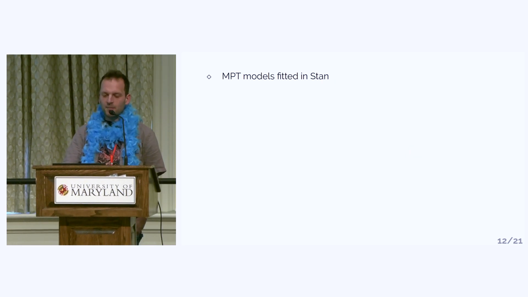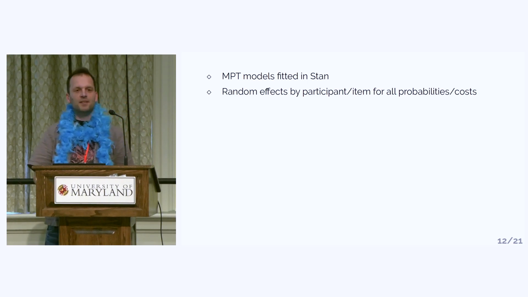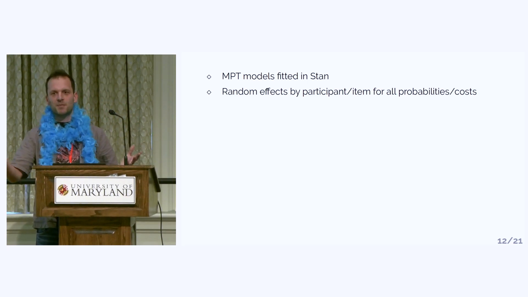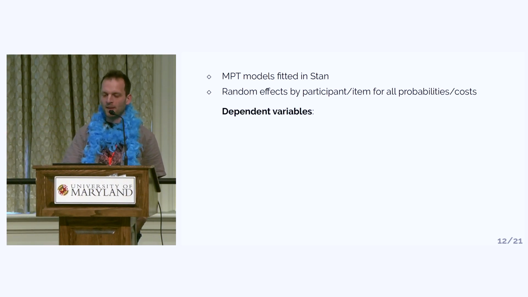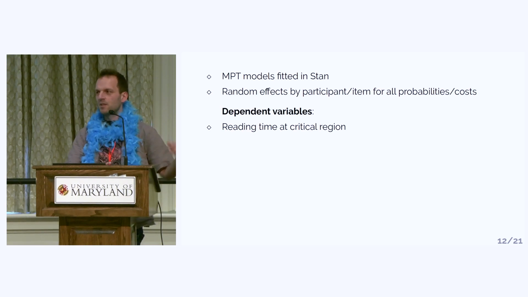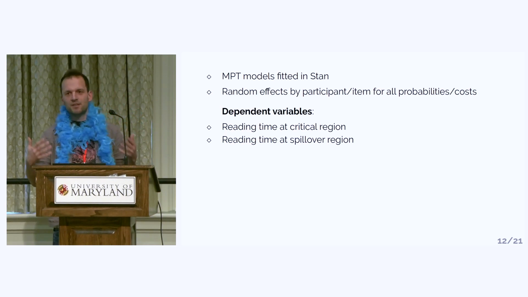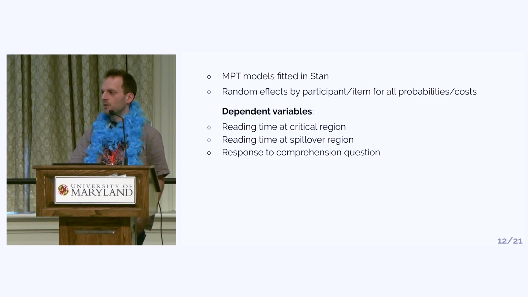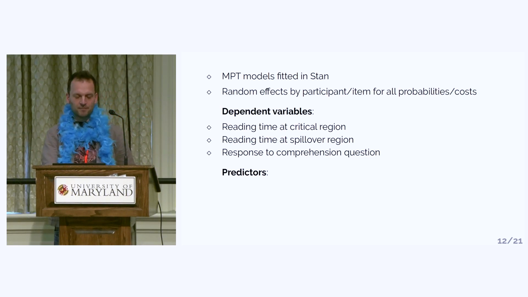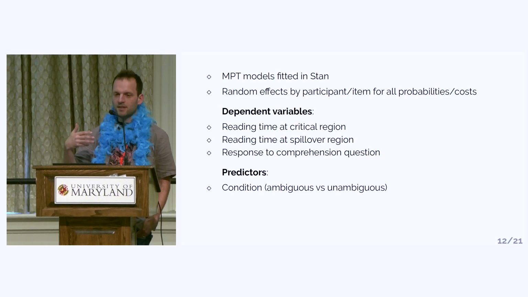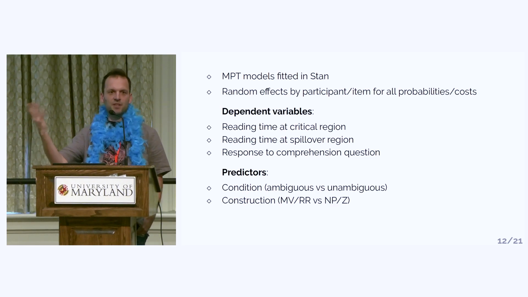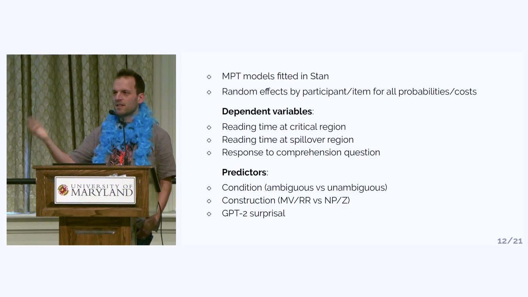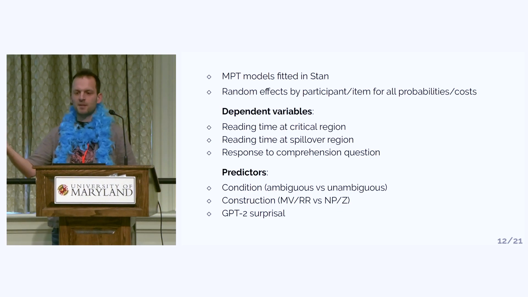So we're fitting a bunch of different models in Stan. These models are hierarchical, so we have these adjustments, which you maybe know as random effects, on all of the different parameters, because people and sentences are different. Not everybody's the same. Our dependent variables that go into the fitting are the reading time of the critical region, the reading time of the spillover region, and the response to the comprehension question in a given trial. And the predictors that go in are condition, binary coding, ambiguous versus unambiguous, construction, so the different garden path types that I just showed you, and GPT-2 surprisal that comes for free with the SAP dataset.